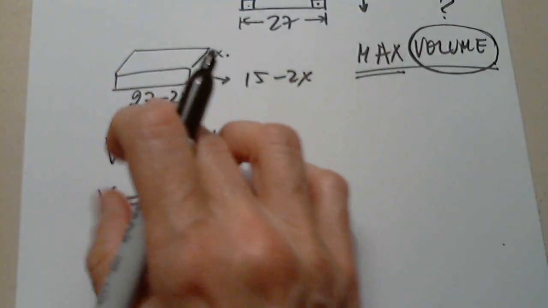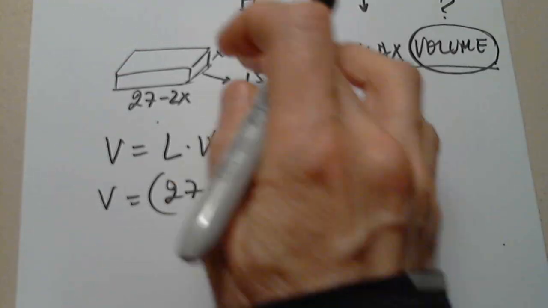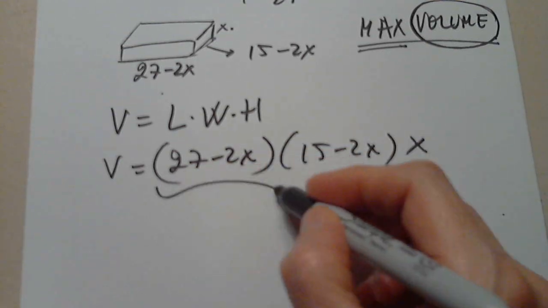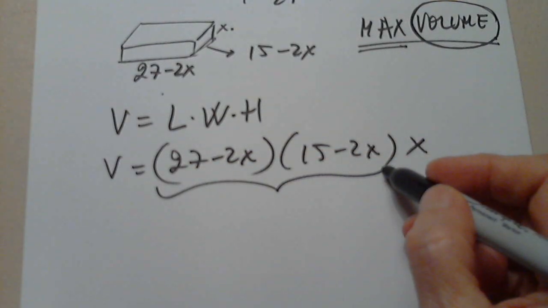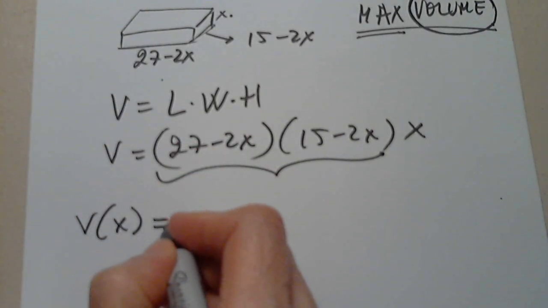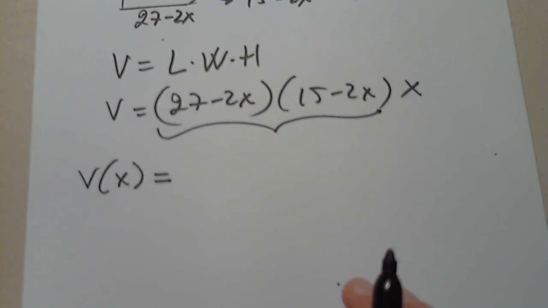Meaning the volume now is the length, 27 minus 2x, the width, which is 15 minus 2x, and the height, which is x. Do not distribute x before you multiply these using FOIL, and then you distribute x. So now this is indeed a function of x. Let's stop for a moment. Is this step clear so far? Yes. Okay, perfect. George, okay? Yes. Okay, perfect. So now I have to distribute.